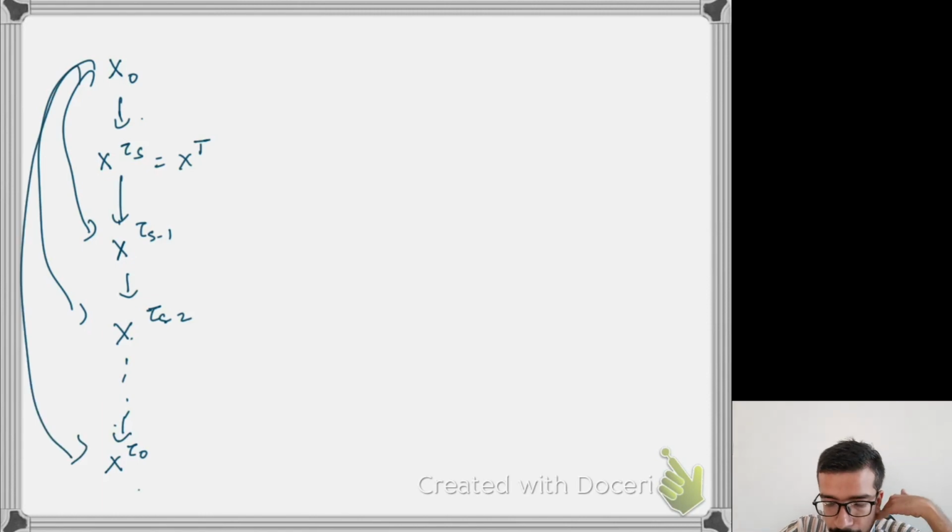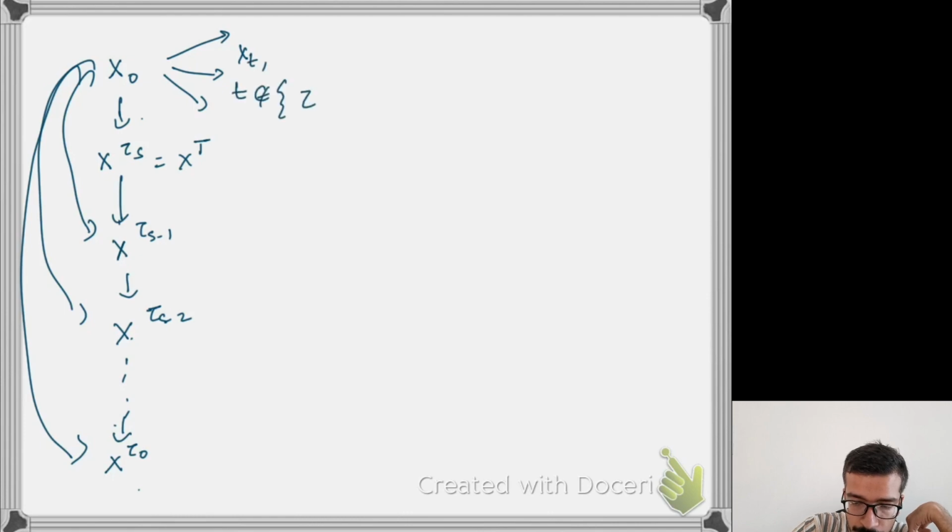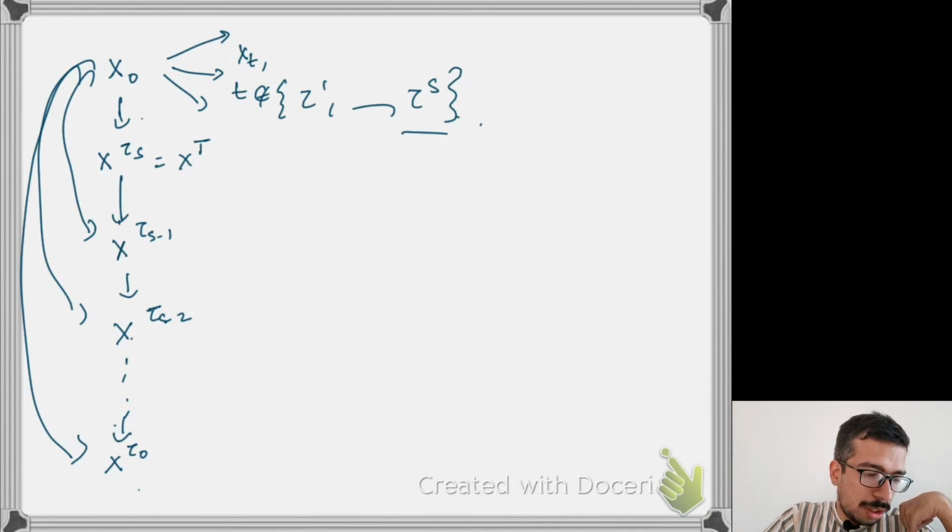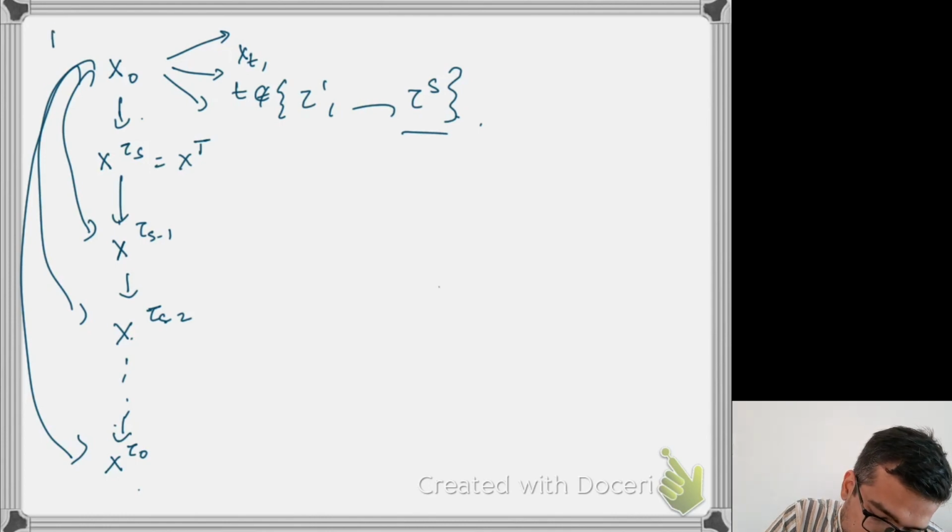This is how I define it. But now there are other variables also, and I have to define them. So I condition all of them directly on x naught. So for xt, for t not in the sequence tau 1 up to tau s, I just have this conditional of xt given x naught. So overall, this is the forward process.